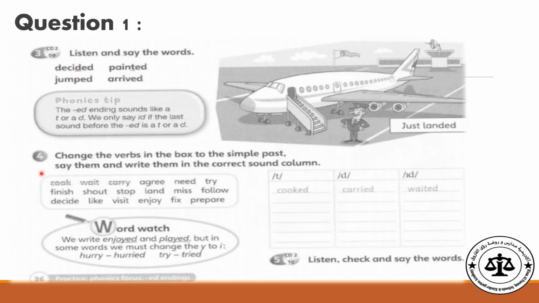Now, let's answer question number 4. Change the verbs in the box to the simple past. Say them and write them in the correct sound column. Here we have the verbs. We want to change these verbs to simple past. What do we mean by simple past? Yes, the verbs that end in ed. Okay, these are regular verbs. Then we want to classify these verbs into the correct sound column: T, D, ed. Cooked, carried, and waited.